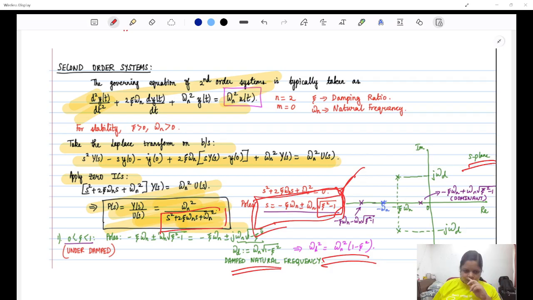For different conditions of zeta, what things are possible? One of them is what happens if zeta lies between 0 and 1.